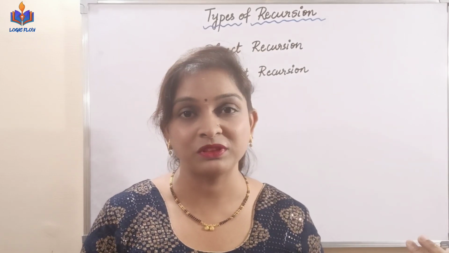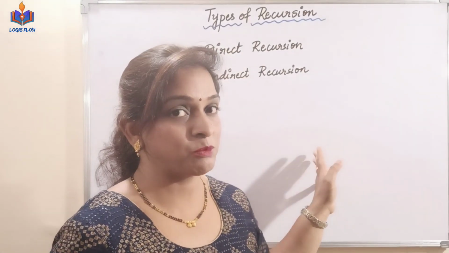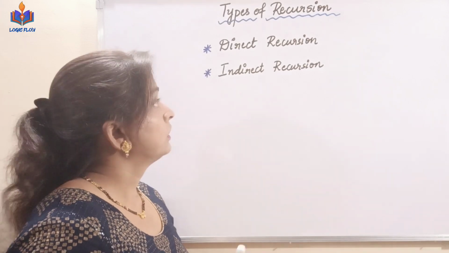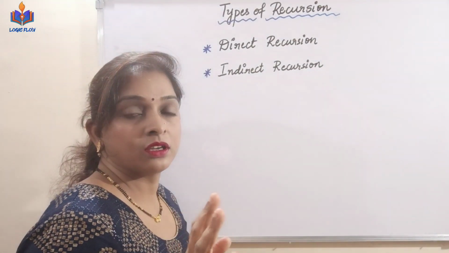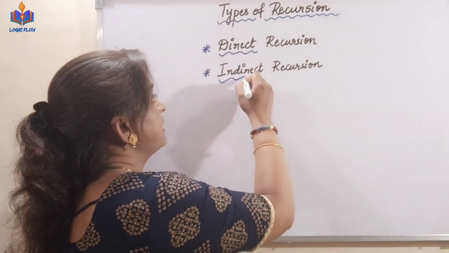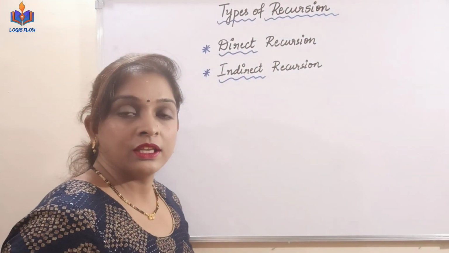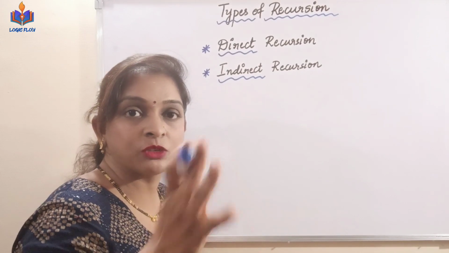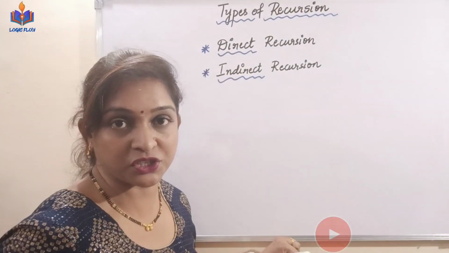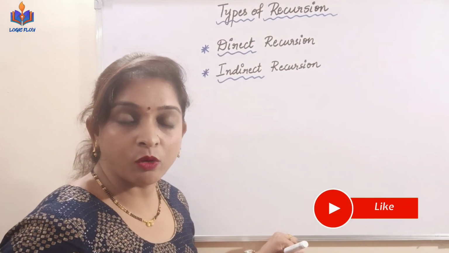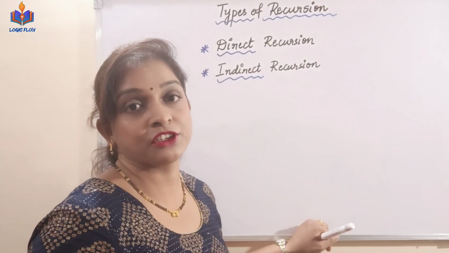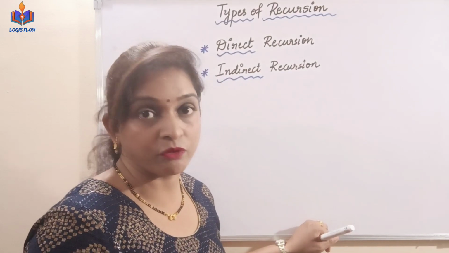So let us start with this content, that is types of recursion, in today's video. The most commonly known types are direct and indirect recursion. The recursion example programs that we dealt with in the previous video are examples of direct recursion. In today's video, we will see one more example to understand direct recursion in a better way.